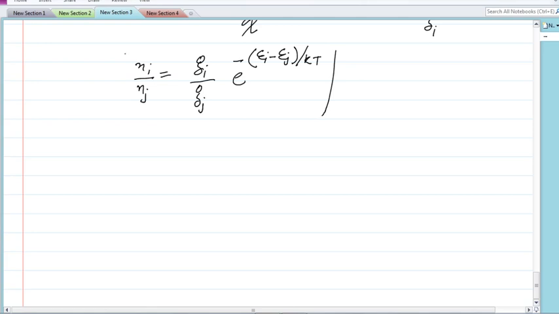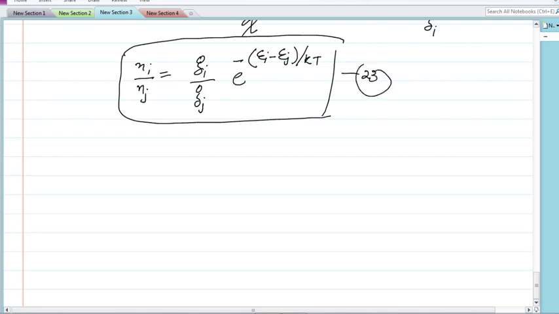So this is equation number 23. This equation number 23, which is easily obtained from the ratio of population of the number of particles in two energy levels, can be simply used to calculate the population of states. Okay, thank you.